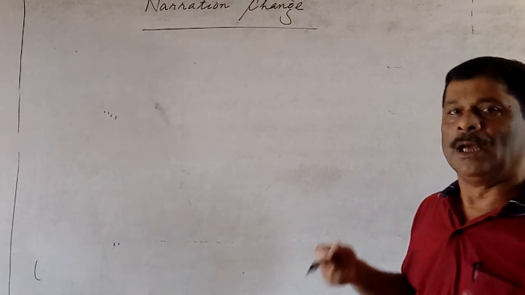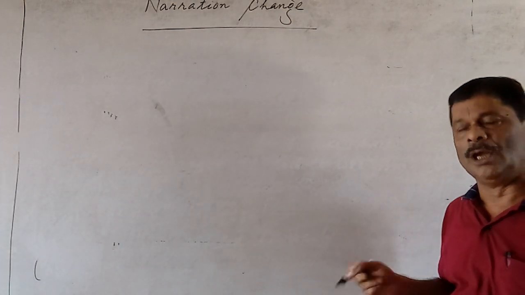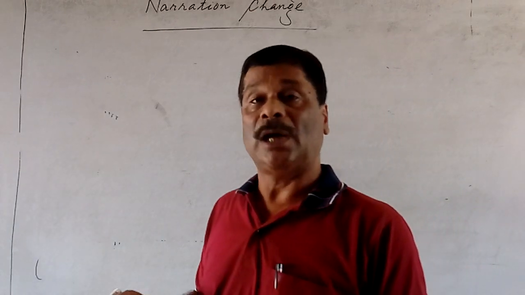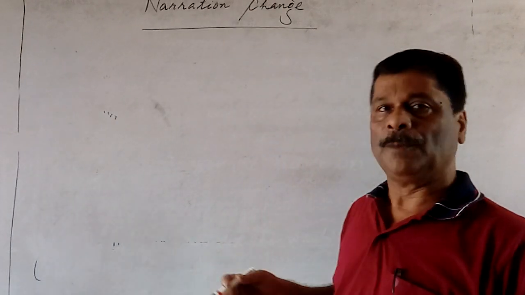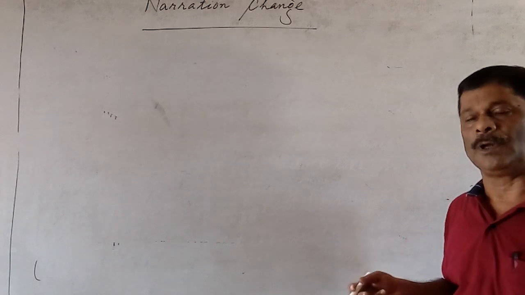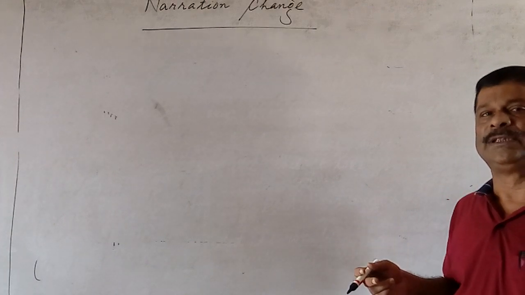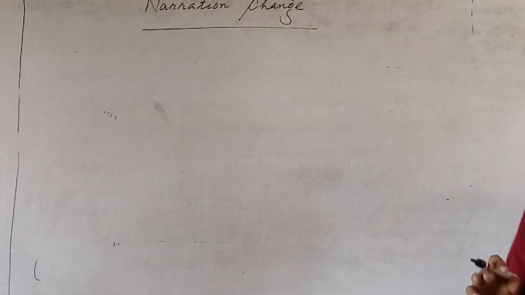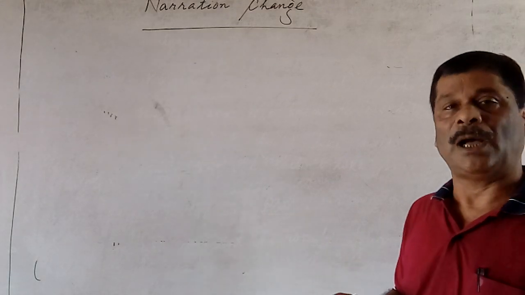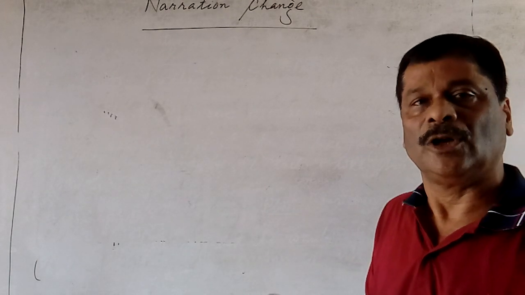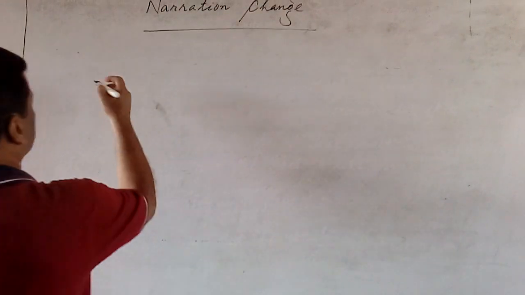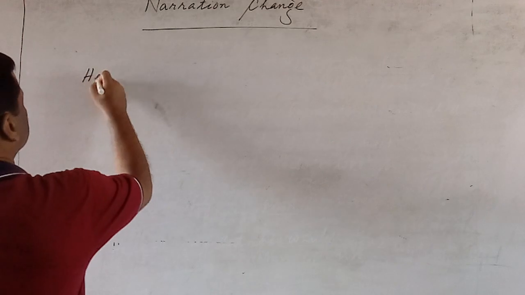past progressive, present perfect will change into past perfect, present perfect progressive will change into past perfect progressive, simple past will change into past perfect, past progressive will change into past perfect progressive, past perfect has no change at all. Similarly, past perfect progressive has also no change. Now, let me give you an example.